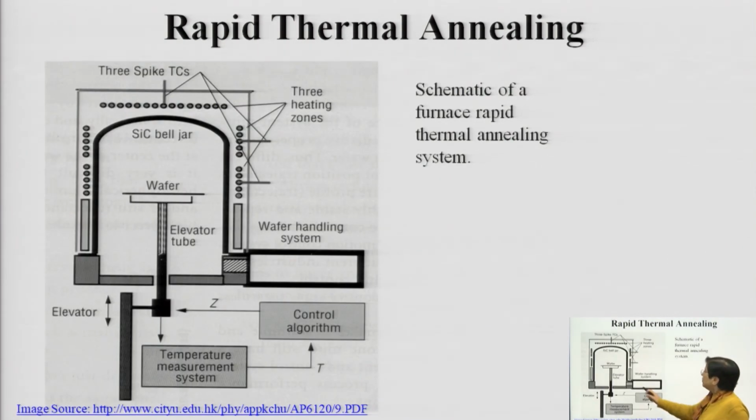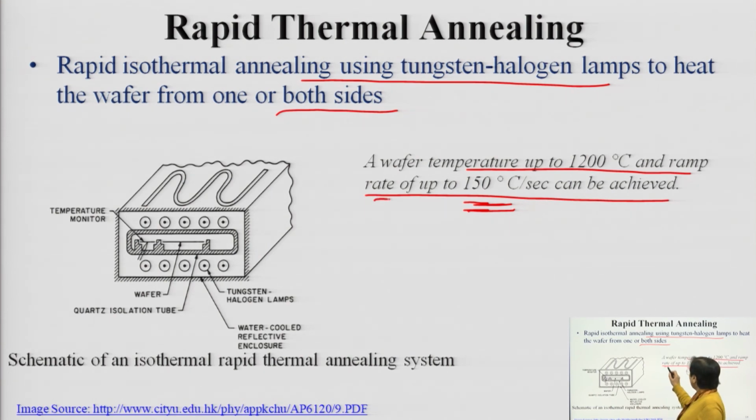Whereas in the case of a furnace, you have the wafer, the cooling, the wafer handling mechanism, and the elevator tube. Here you have three-dimensional zones which heat the temperature. You have a temperature measurement and control system, and a completely computerized system handling it. But there are possibilities of contamination and unwanted diffusion, and the system is also not as sophisticated as rapid thermal annealing. The rate at which the temperature elevation can happen cannot be this fast in furnace annealing.